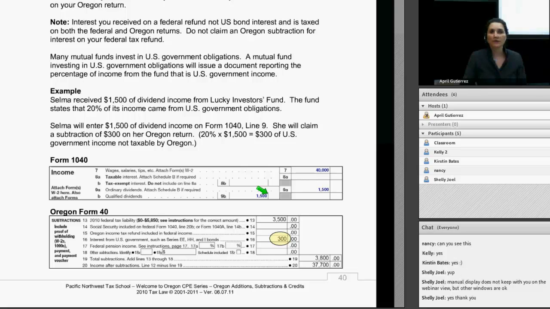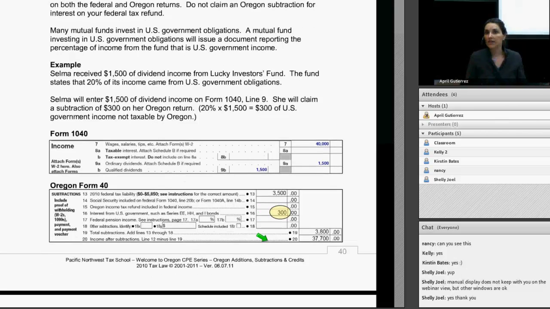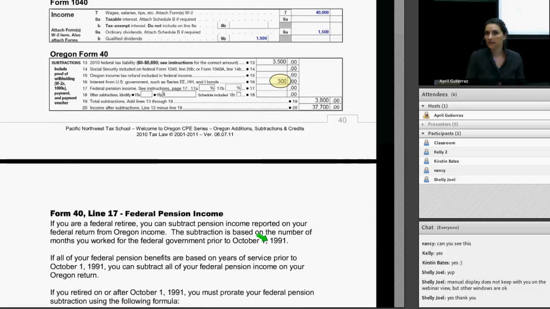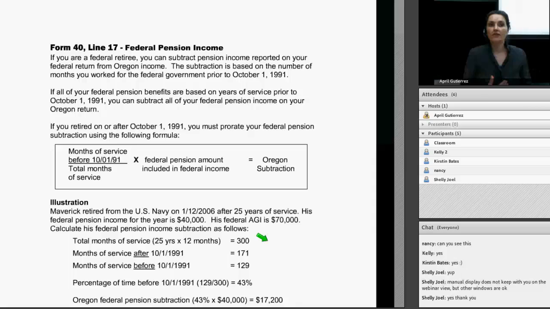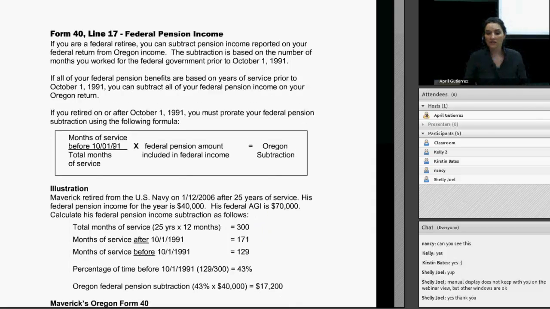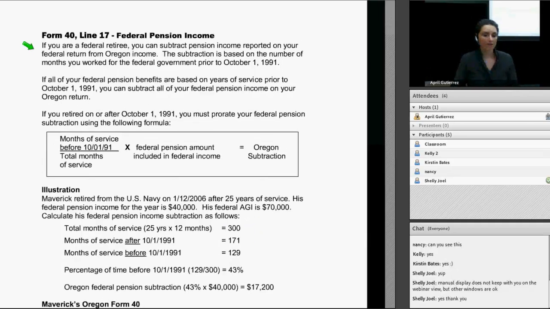So this $300 isn't showing up on any kind of tax document, not on a 1099-DIV, not on a 1099-INT. You need to actually look at the bond, read the description of the bond fund and what it invests in, and establish if any portion of that is investments in federal bonds. And to the extent that there is a percentage, you have to manually figure that subtraction and put it on the return. Form 40, line 17, federal pension income.